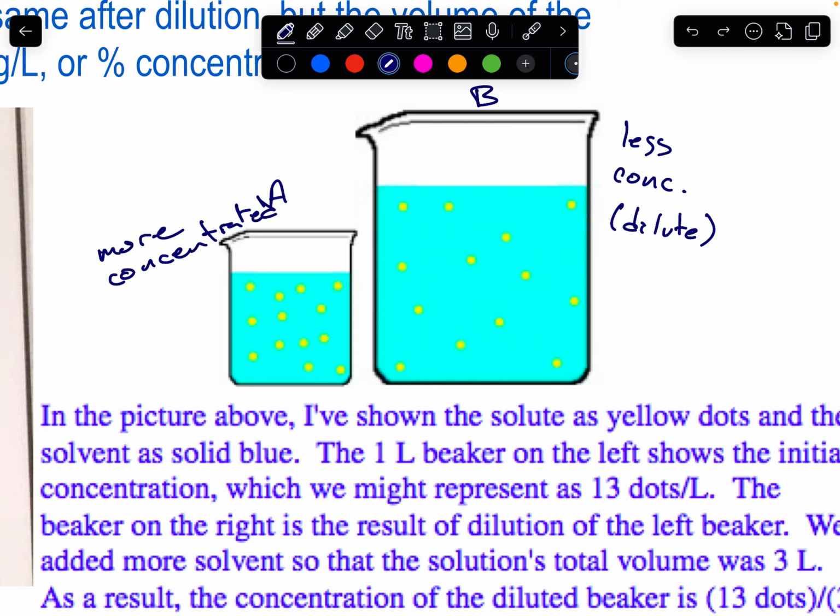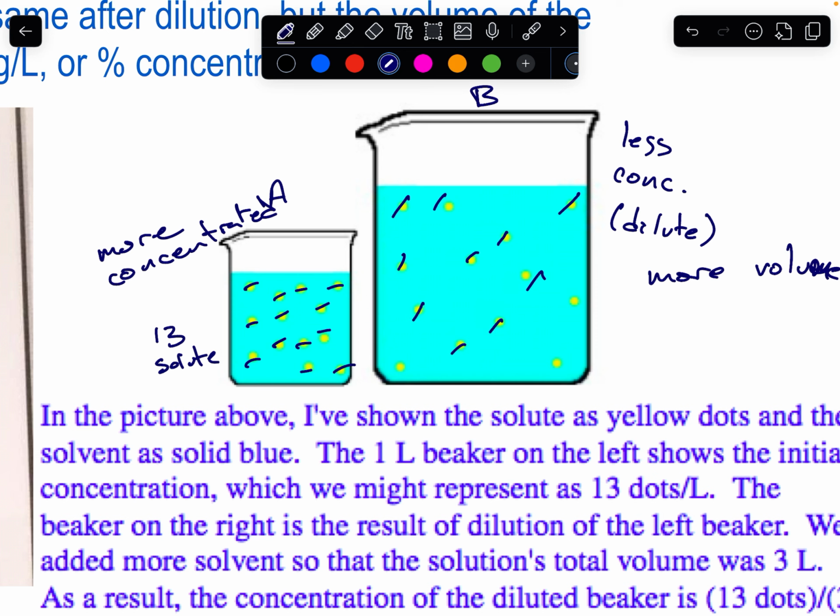Now, taking a look at A and B, B has more volume. But let's take a look at the yellow particles. If I count those up in A, I've got 1, 2, 3, 4, 5, 6, 7, 8, 9, 10, 11, 12, 13. Okay, 13 solute particles here. And in B, I've got 1, 2, 3, 4, 5, 6, 7, 8, 9, 10, 11, 12, 13. I have 13 solute particles over here as well.